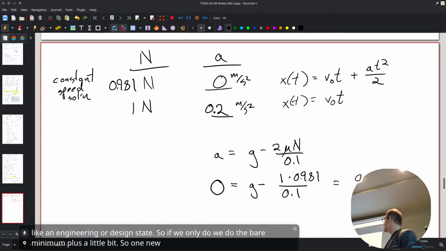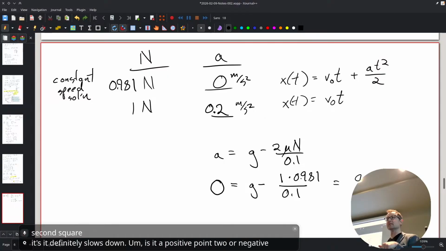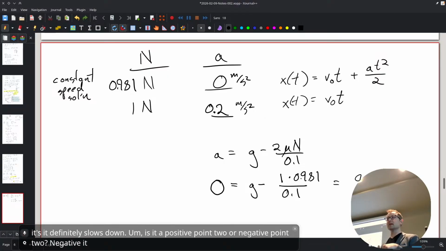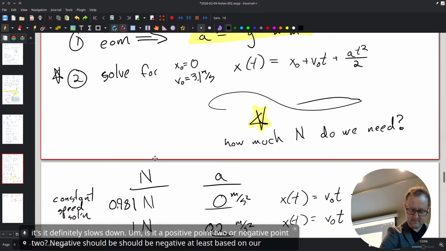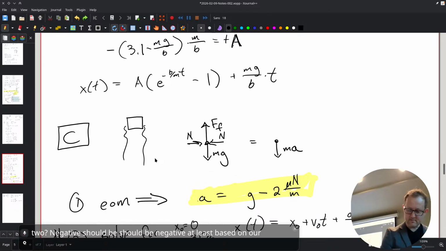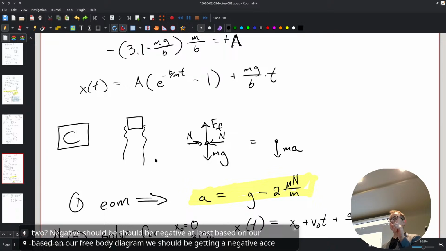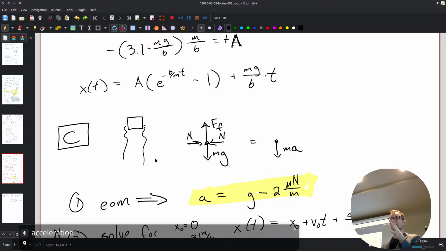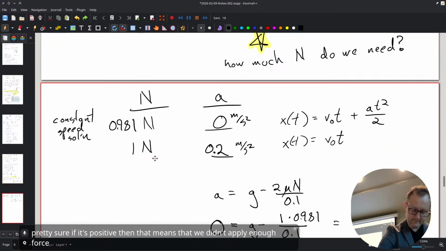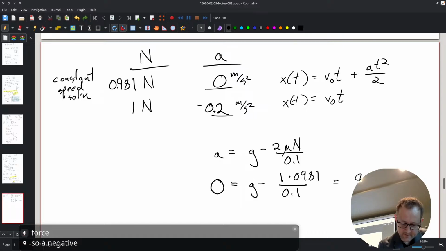So 1 Newton, now we're stopping at 0.2 meters per second squared. It definitely slows down. Is it a positive 0.2 or negative 0.2? Negative. It should be negative, at least based on our free body diagram. We should be getting a negative acceleration. I'm pretty sure. If it's positive, then that means that we didn't apply enough force. So a negative. There we go.